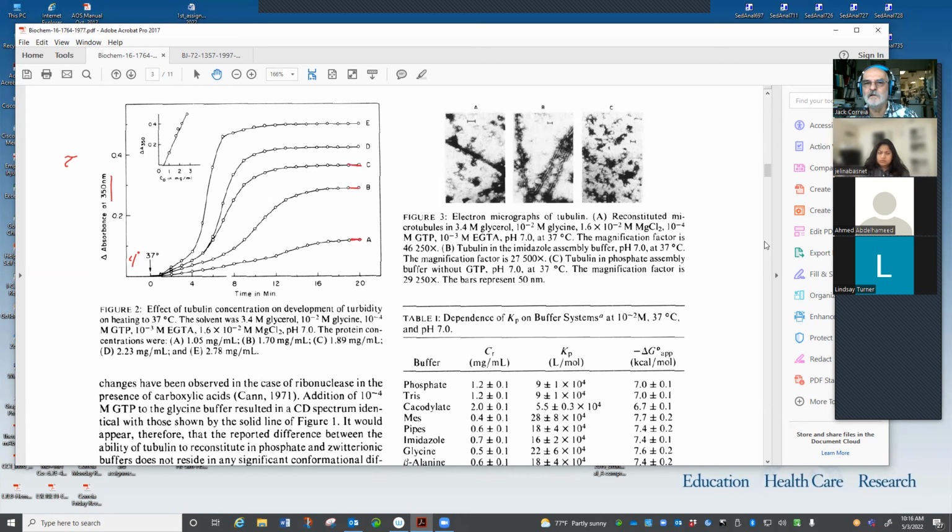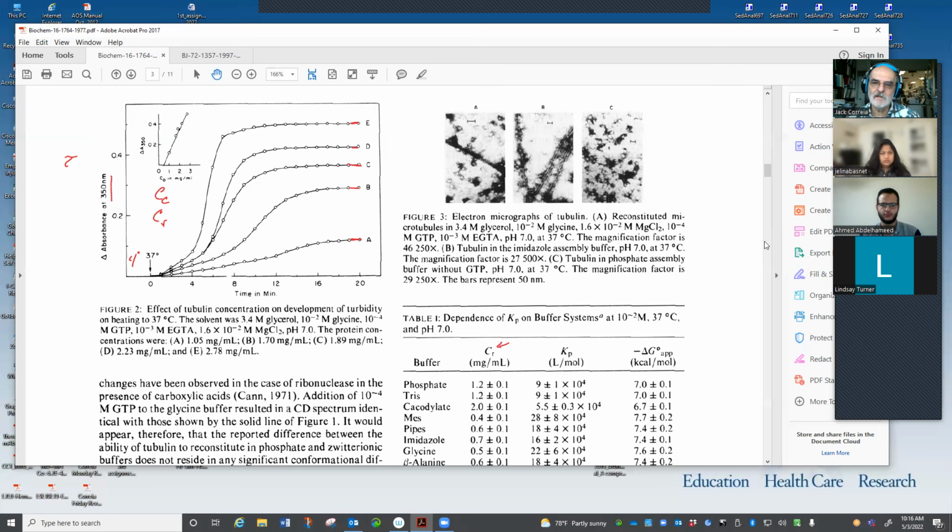You would wait for it to plateau, and then you would plot the turbidity or the absorbance at whatever wavelength versus protein concentration. If done correctly, it would give you a straight line. You would extrapolate that back to the zero turbidity, and that point would be called the critical concentration. It could be C sub C or C sub R or some nomenclature like this. So in this paper, they use C sub R, okay?